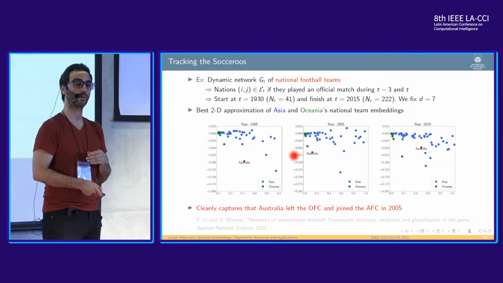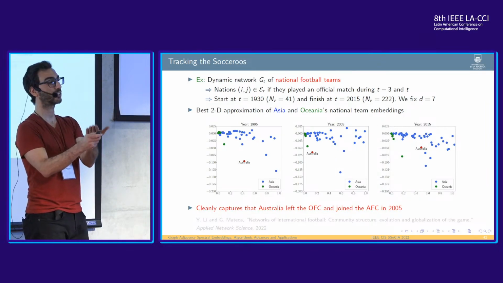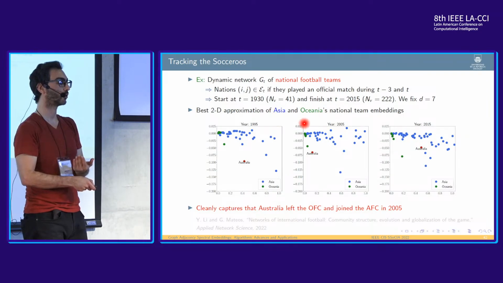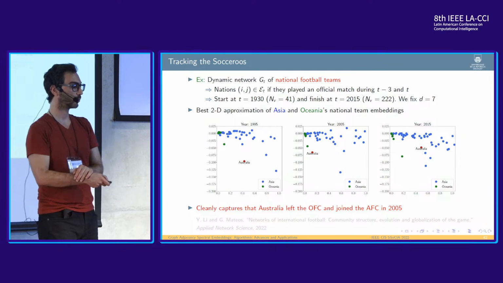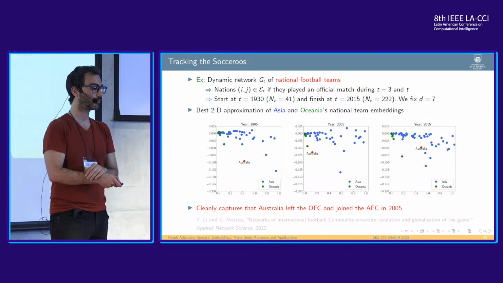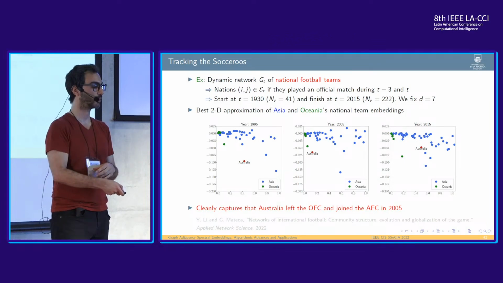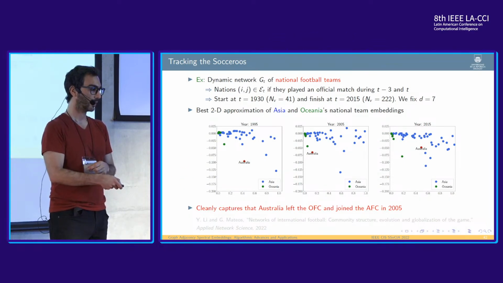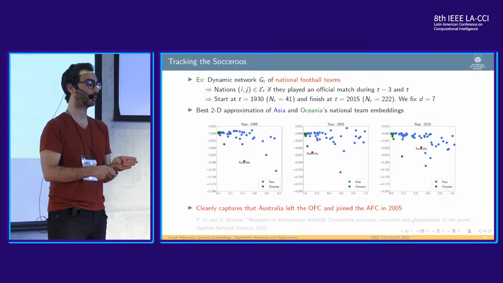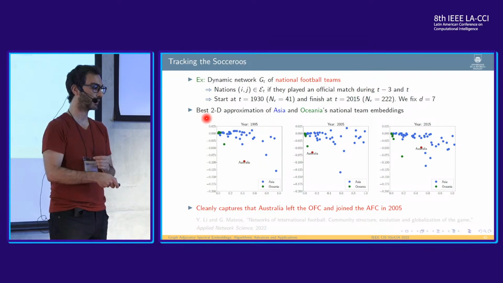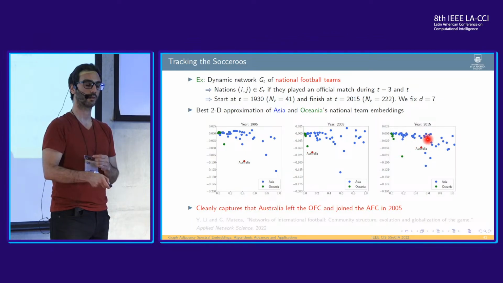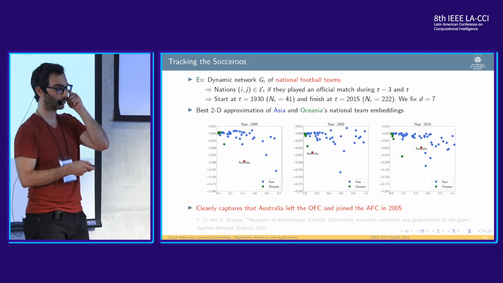But to show it here in a plane, we project this R7 to the plane that contains most of the selections of Asia and Oceania. And this is because we were trying to see if we capture that Australia left the Oceania Football Confederation for the Asian Confederation in 2005. And as you can see, remember that you have to look at the angle between the nodes here. Australia is here, very aligned with the green ones here and here up to 2005, which are the Oceania teams. And then in 2015, the angle is closer to the blue teams, which are the teams from Asia. So we capture this as well in this example.